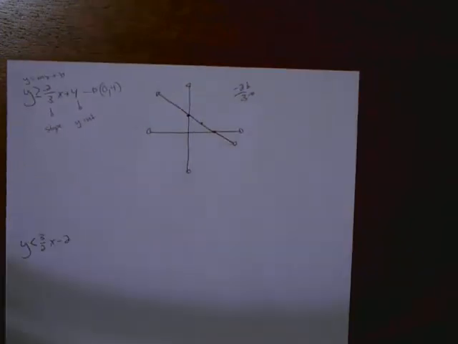So now that we've got our line drawn, we're going to shade. Now there are two ways to do it. There's a test point method and then my method. I'm going to show you my method. You'll learn the test point method in class. I don't particularly care for it because it's very time consuming.